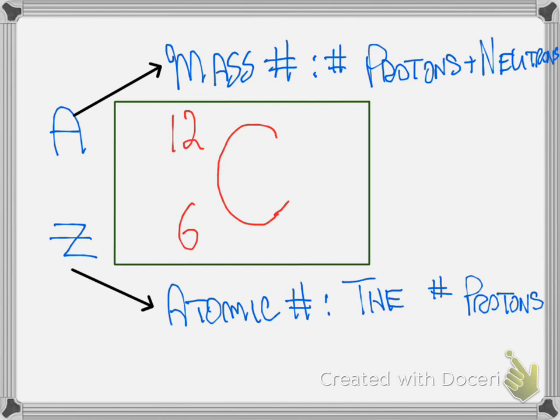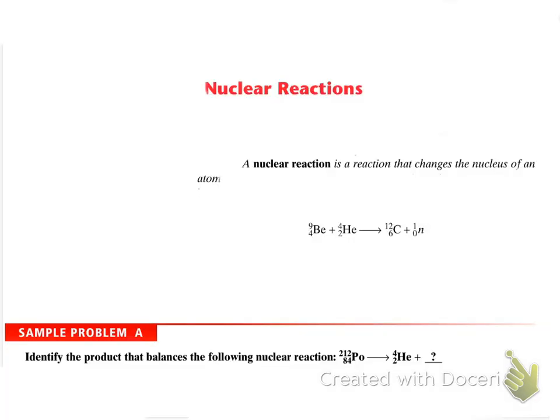It's going to be important as a review that you're able to do that, to be able to balance what are called nuclear equations. A nuclear equation is a reaction that changes the nucleus of an atom, so a nuclear reaction. As you can see down here, we have beryllium. Of course, we know it's beryllium because it's atomic number 4, and the only element with 4 protons is beryllium. In this case, it's got a mass number of 9, therefore it must have 5 neutrons, okay?